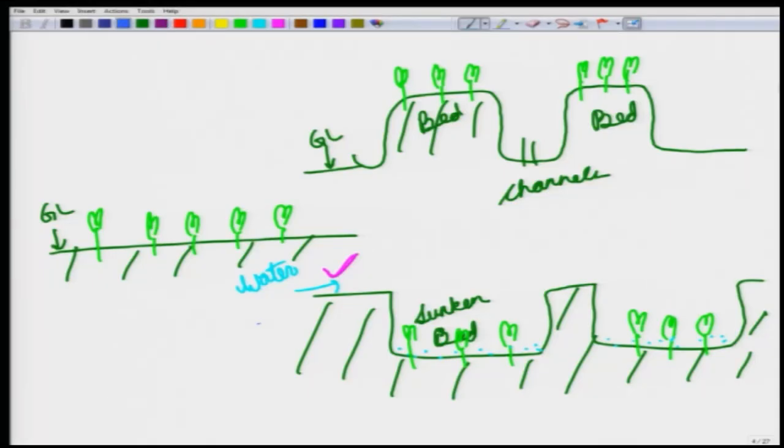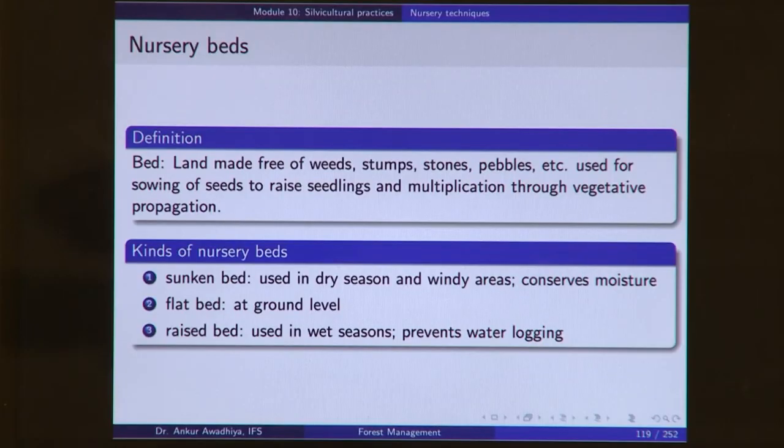So, we prefer them in the dry seasons or in windy areas, because if you look at the impact of wind, then these structures will protect the plants from the impacts of high winds, especially the desiccating impact of the winds. So, we prefer sunken beds in dry seasons and in windy areas. Flat beds are made at the ground level.